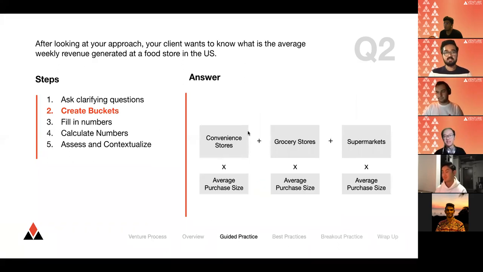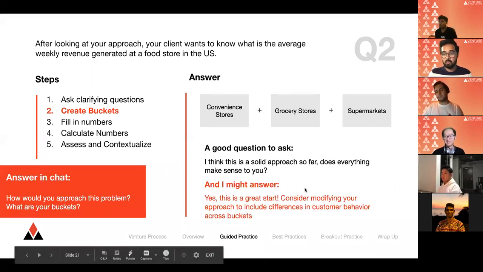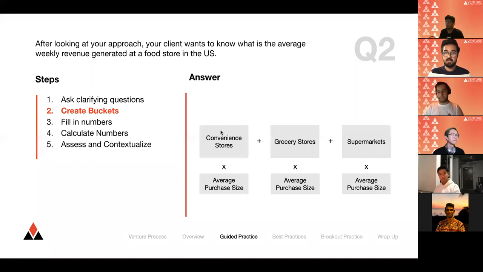So the next piece from that, thank you for all of your suggestions, is to create those buckets. As I mentioned in this past slide, you see where my cursor is, where we want to modify this approach to be a little bit more robust and talk about consumer behavior across these buckets. So let's talk about average purchase size, because for example, when you go to Walgreens, a convenience store, versus Safeway, a supermarket, you're going to spend a different amount at each place. So absolutely makes sense here.